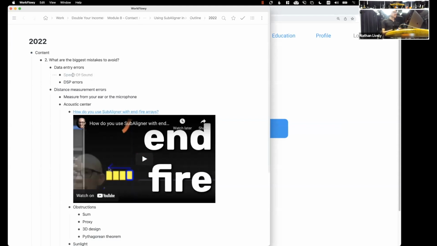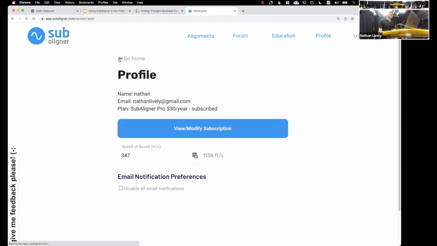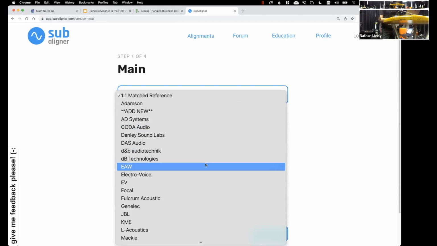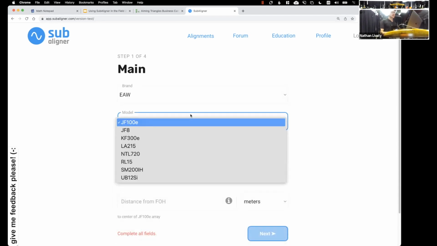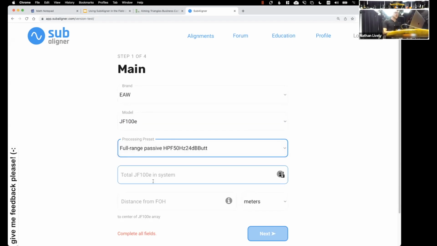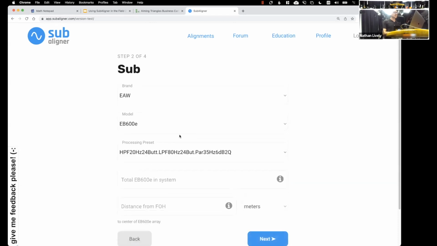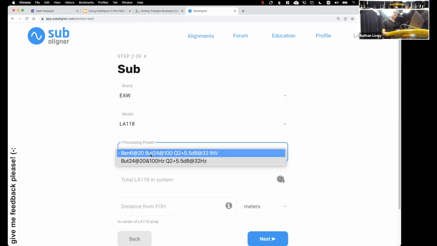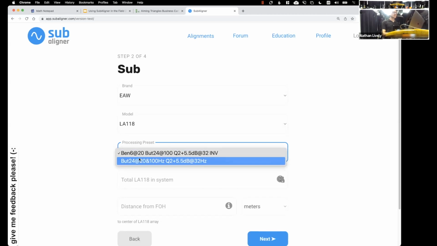Units, speed of sound, DSP errors. Sometimes I've noticed that when I'm working quickly, I'll accidentally select the wrong DSP preset. Today we're using the JF100E inside here. It only has one, luckily, but you could accidentally choose the wrong one here, and I do that sometimes, mostly when I get into the subs. So you go over here to the sub, and sometimes you'll just leave the default here and not notice that there's more than one. So here there's more than one. They look very similar, but one has an inversion. So look at these closely.